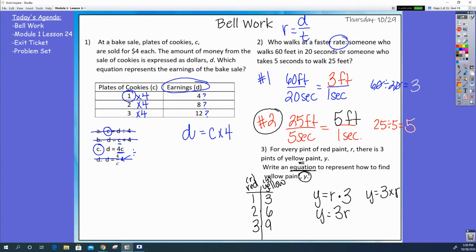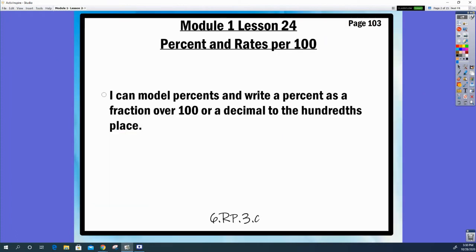When you're done with your bell work, go ahead and put it in your binder, in your workbook. Turn to Lesson 24 on page 103.